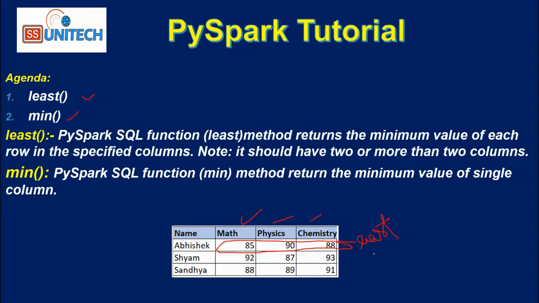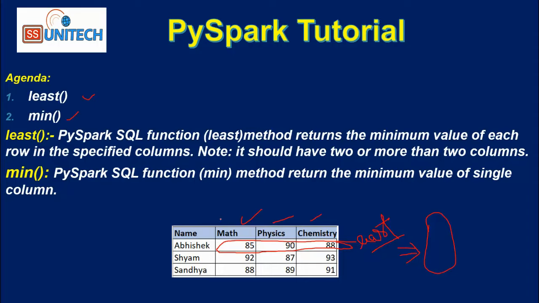But if our requirement is to first check the total marks and then find the minimum of those, where total marks is math plus physics plus chemistry, and then we need to check the minimum on that total marks, then the min function can be used. So the min function is used on a single column, and the least function works on a row basis.